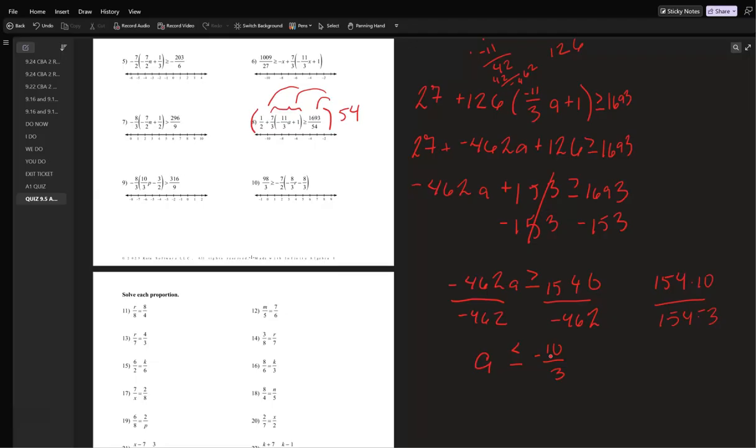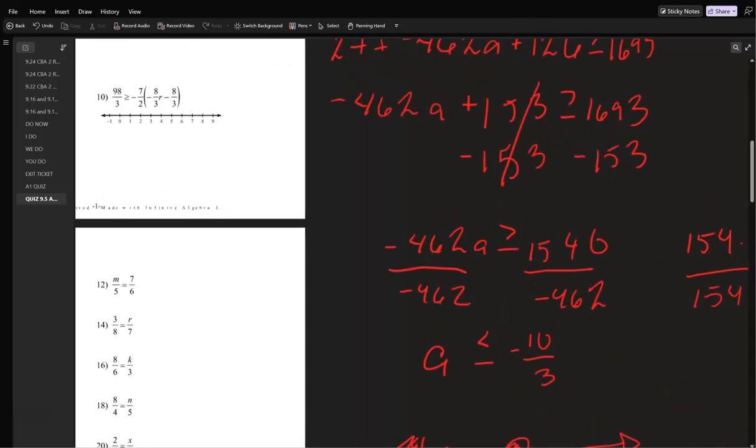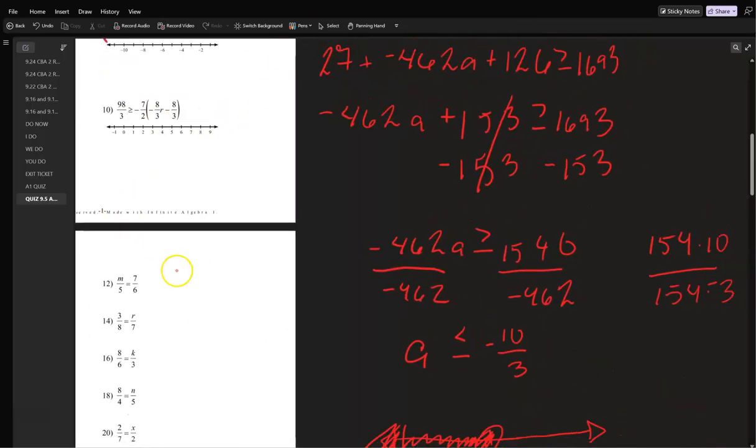So the next step would be to graph it. And in simple terms, we can identify the negative 10/3. The important thing is the direction. This would read A is less than or equal to, so I'm going to hit this direction, closed circle. So before we move on, this is roughly negative 3 1/3, or exactly that. So that's kind of the tougher of the material we looked at.